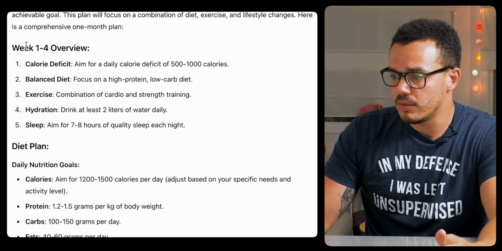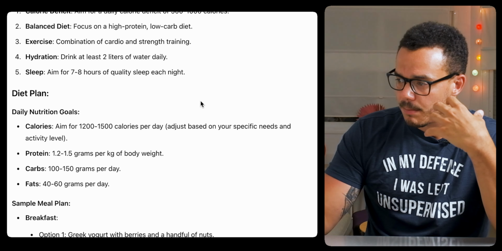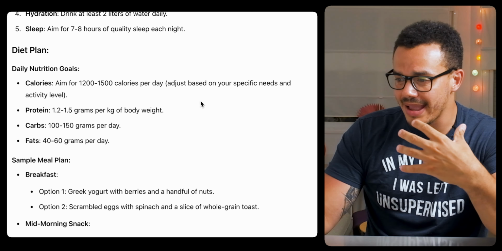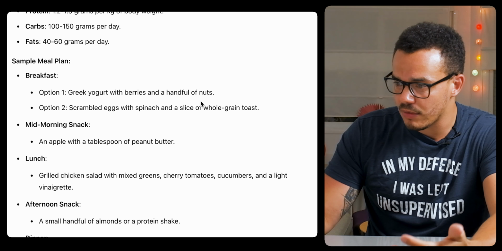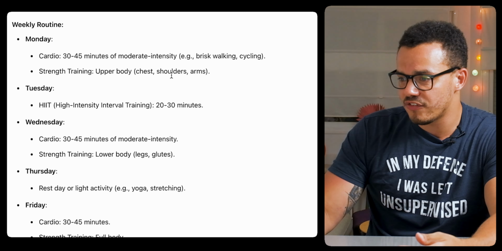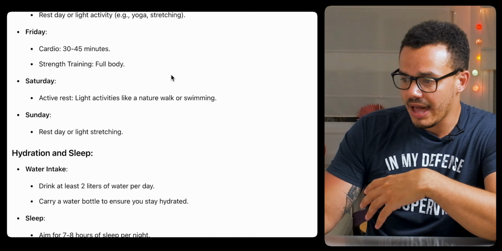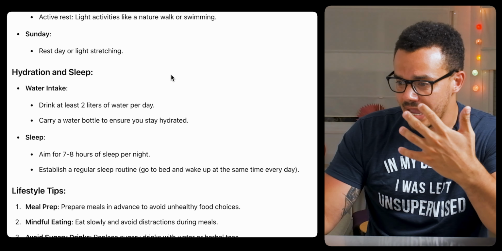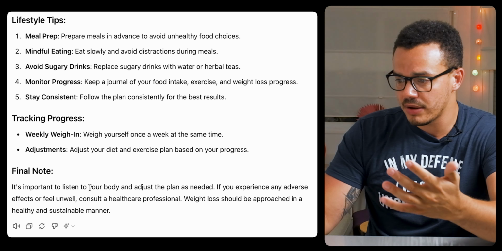So there we go. Week 1 to 4 overview, and the way it's already given the answer and the breakdown compared to Perplexity, I won't lie, is actually better. I think it's a better layout as well. You have sample meal plans. Again, pause the video and read through it. Exercise plan: Monday, Tuesday, Wednesday, all the way through. Then hydration and sleep, extra steps, lifestyle tips, and tracking progress. And then the final note.